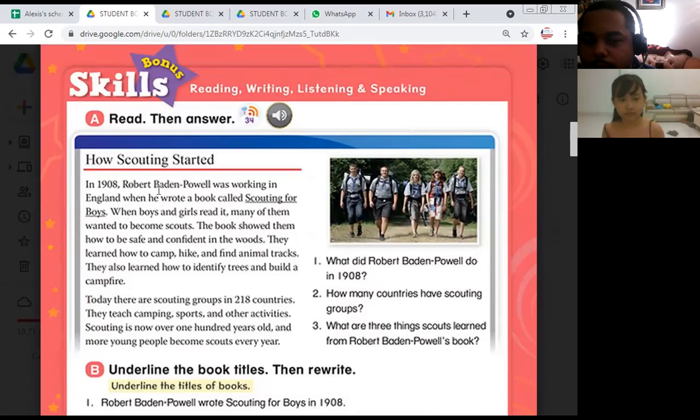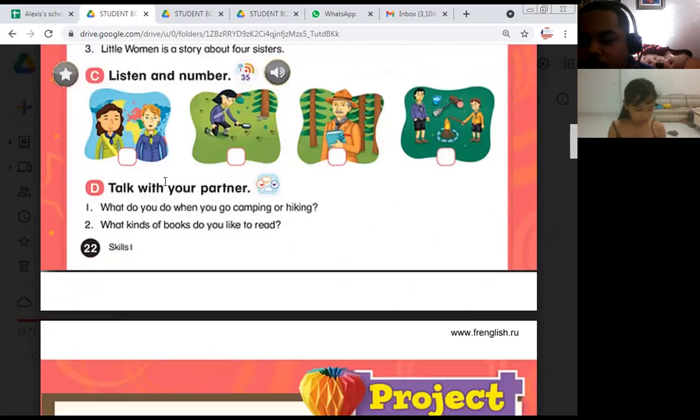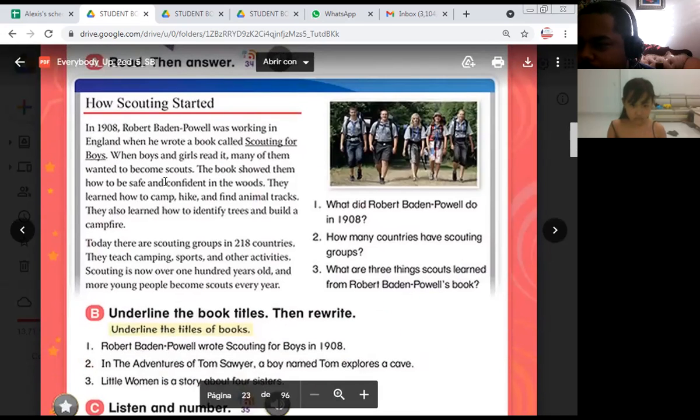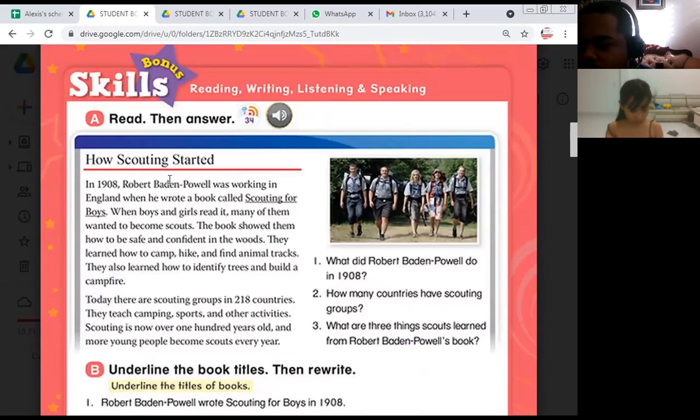Okay. I don't have this. You don't have it? This is page 22. Can you see it? Okay. Yes, I can see it. Okay, I want you to help me with this. How something started.